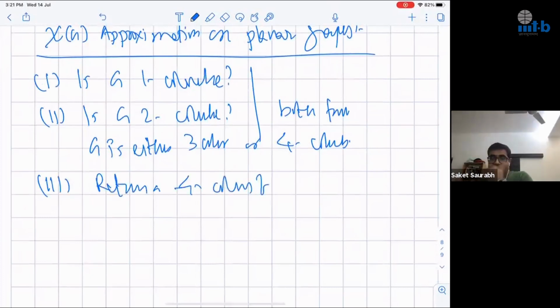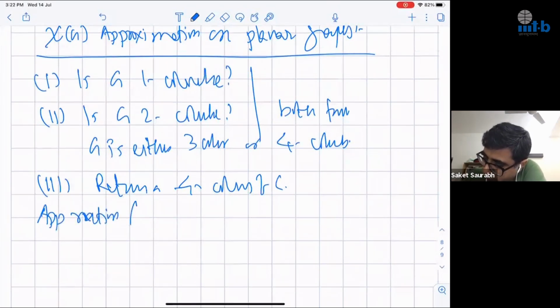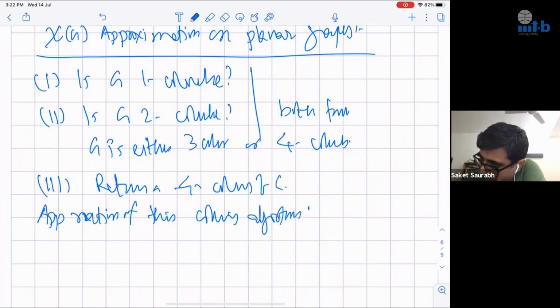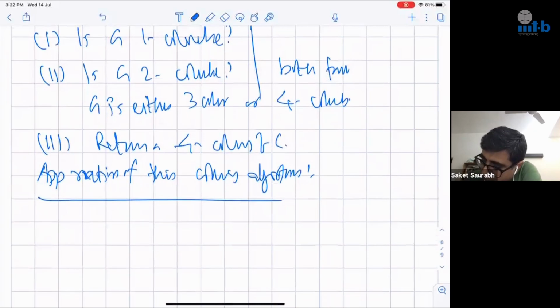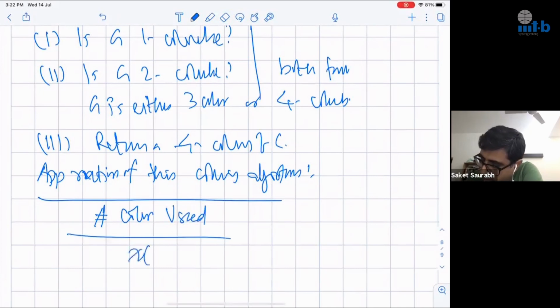Can you tell me what is the approximation ratio of this coloring algorithm? Number of colors used divided by the chromatic number of G. So when can we go wrong? Maybe the chromatic number of the graph is 3, but the number of colors used is 4.